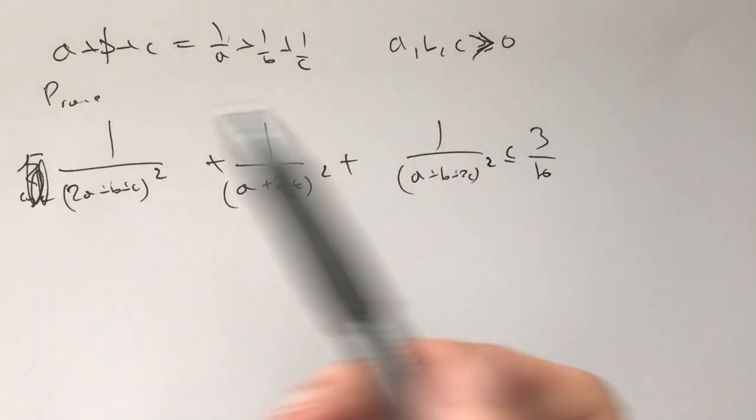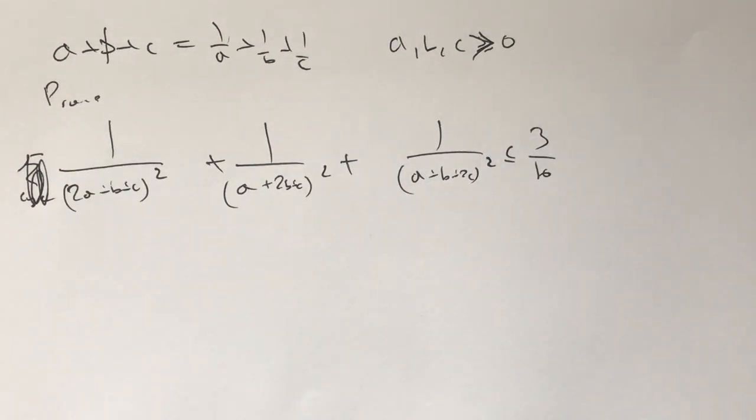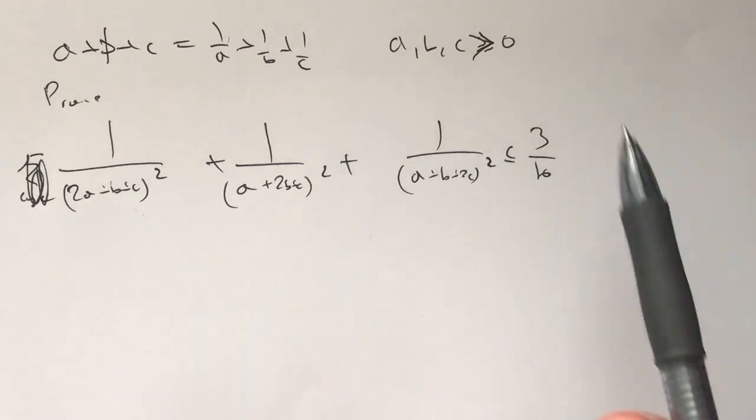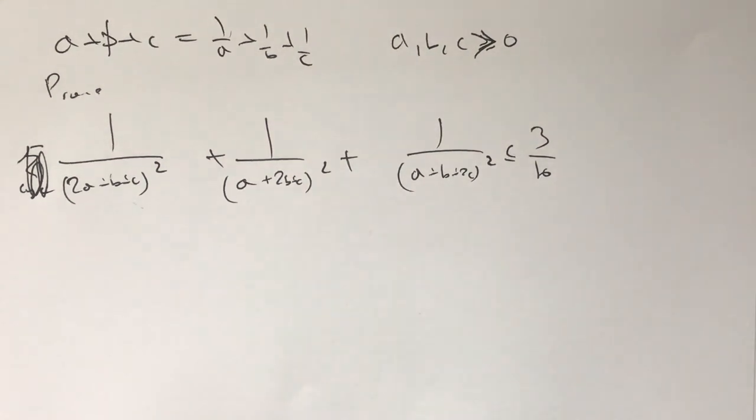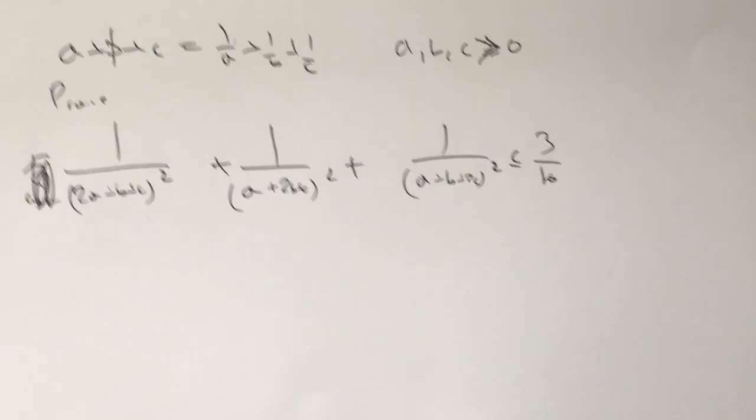We have a, b, c positive reals such that a plus b plus c is 1 over a plus 1 over b plus 1 over c, and we must prove this thing right here. So the first thing for these types of standard inequalities is, when does the inequality hold true?